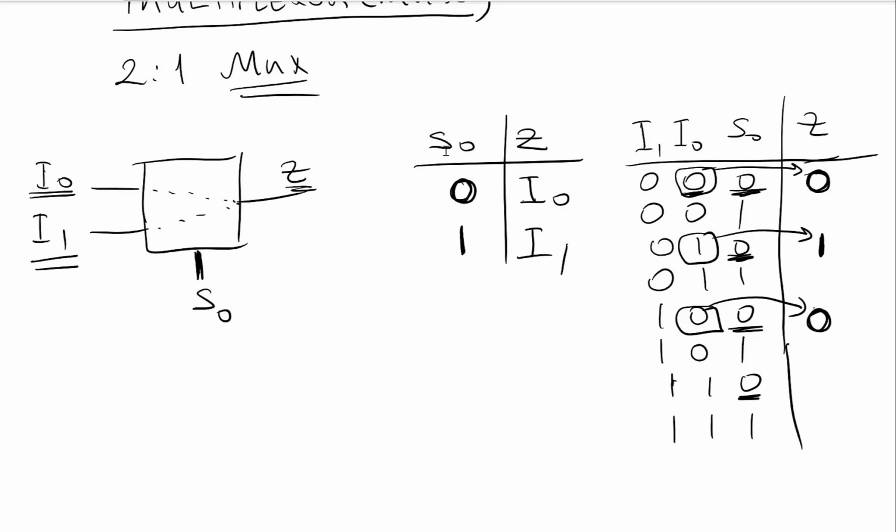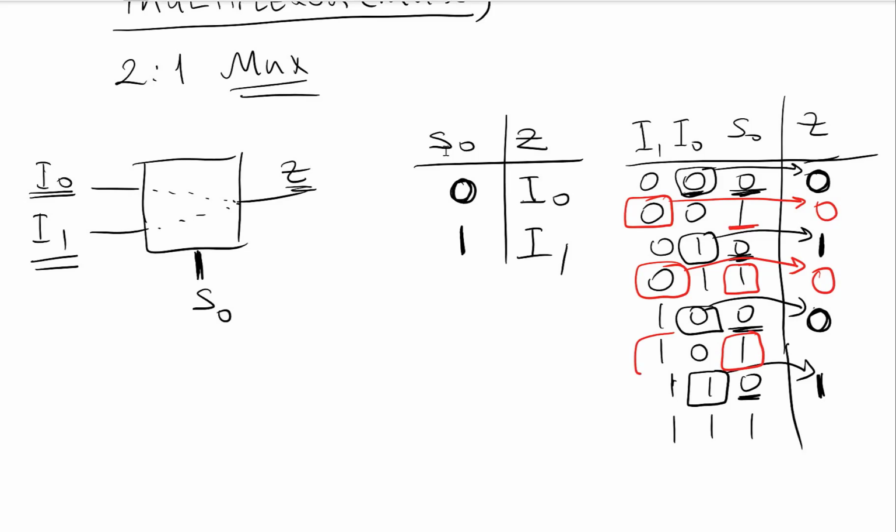If S0 is 0, then I will be selecting I0 and this I0 value will go to the output. If S0 is 1, then I will be selecting I1 and this value will go to the output. If S0 is 1, I will be selecting I1 and this will be going to the output, right? And if S0 is 1, I will be selecting I1 and it will go to the output. So this is the truth table for this 2 to 1 mux.